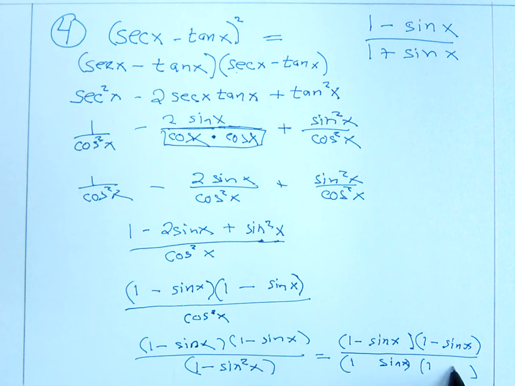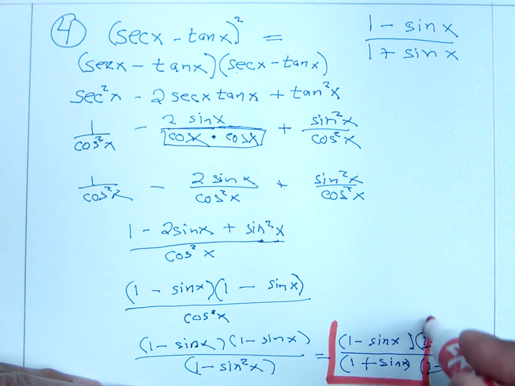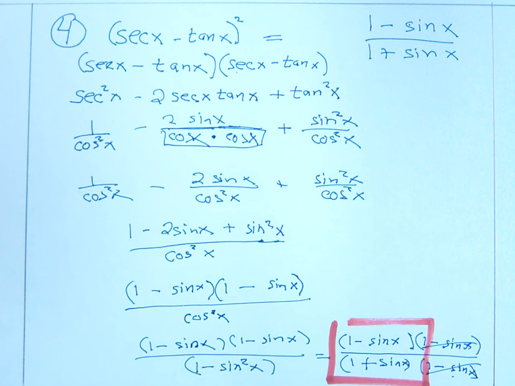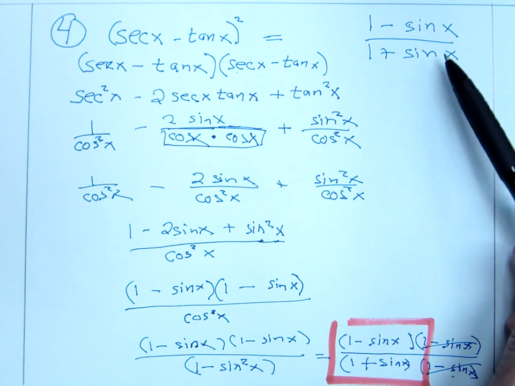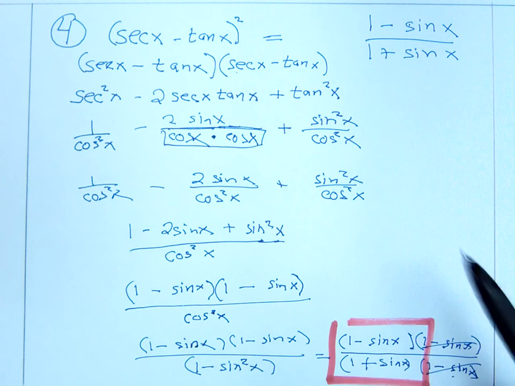One negative, one positive, right? Very good. One positive and one negative, right? And then what can we cancel here? We can cancel out 1 minus sine and 1 minus sine, right? And what's left, everybody? This is what's left, which is what we were trying to show, isn't it? And so we are done.